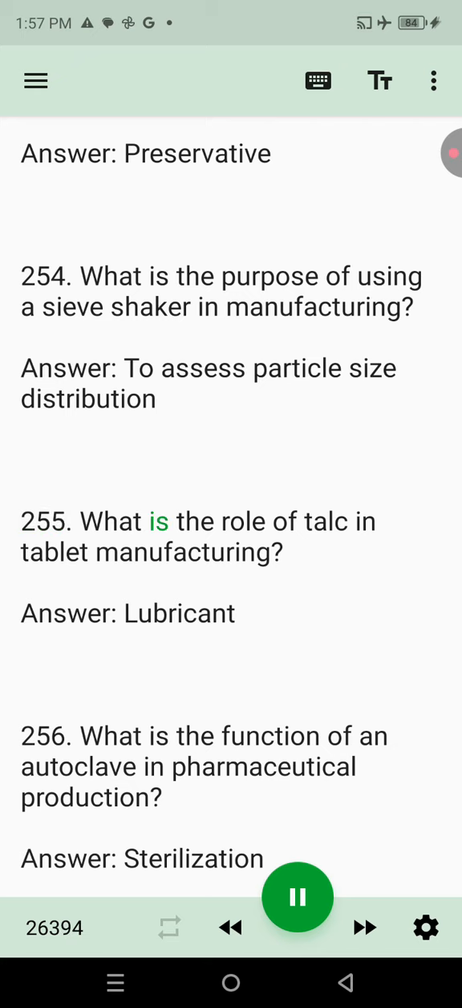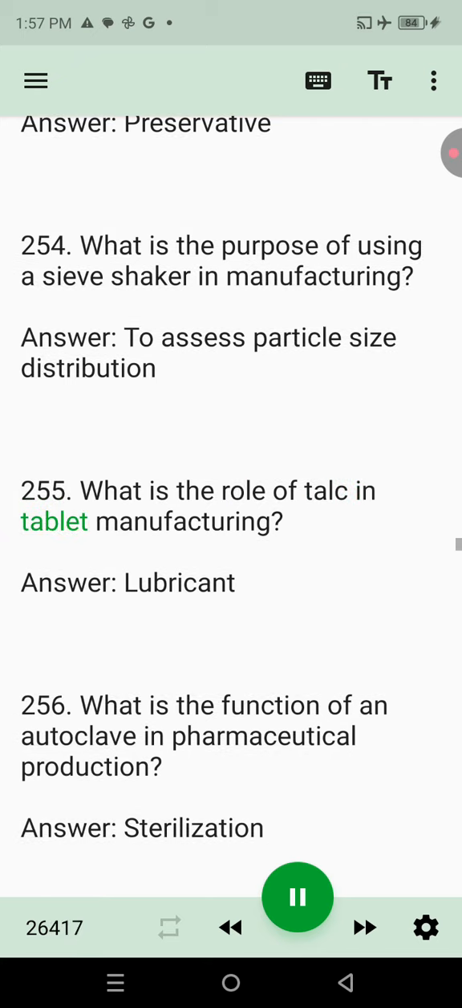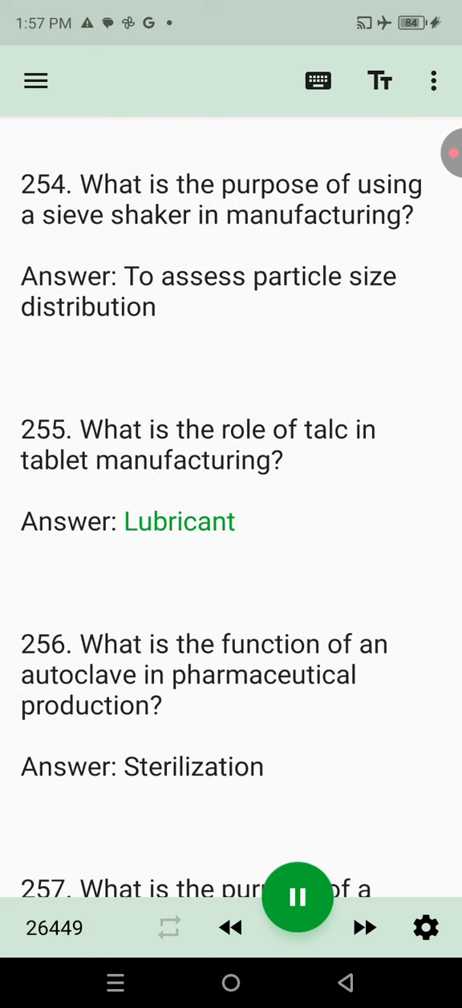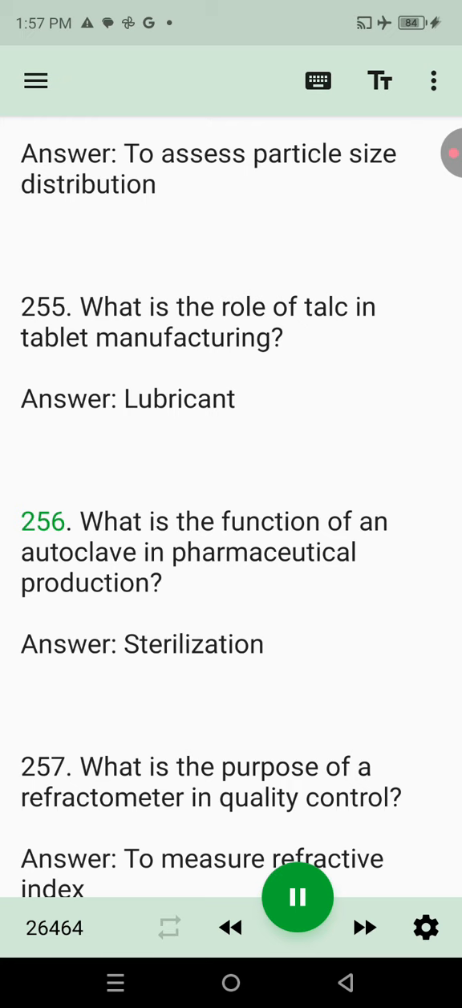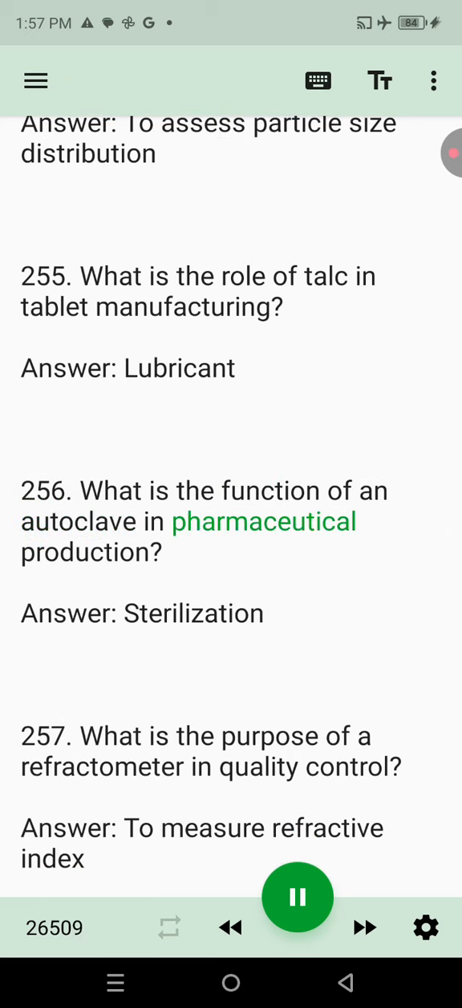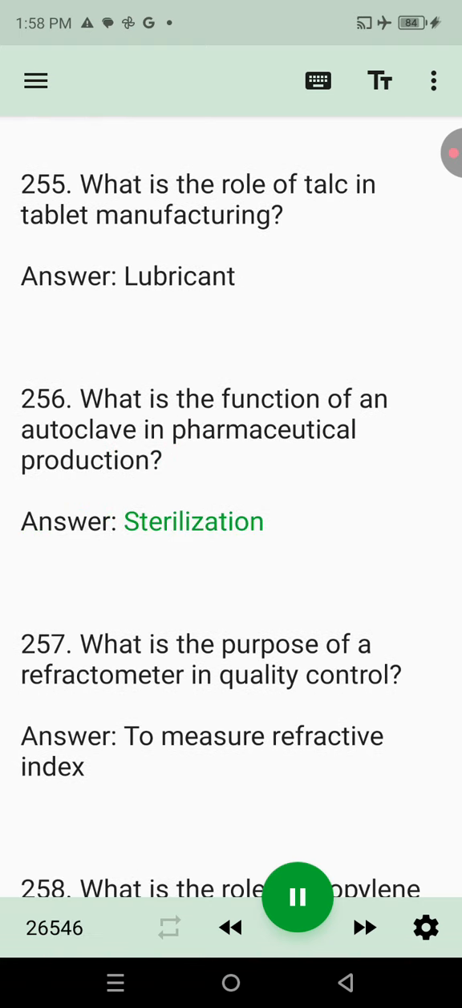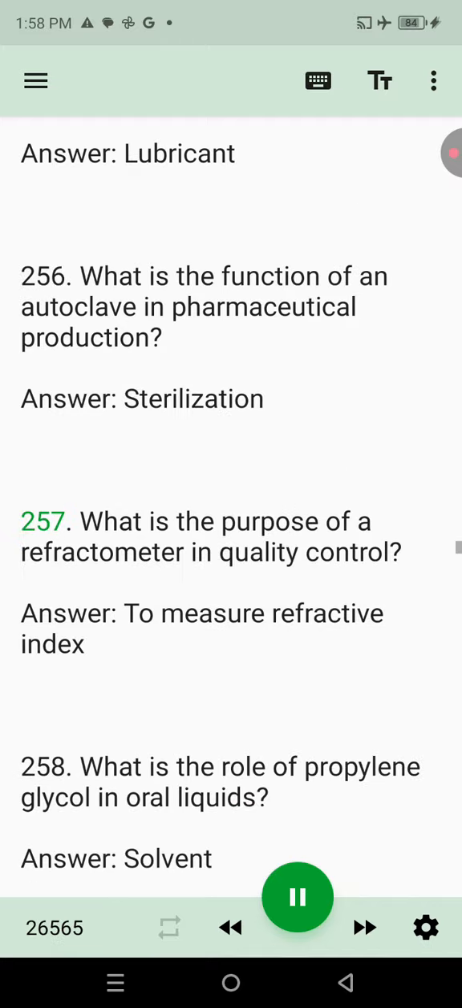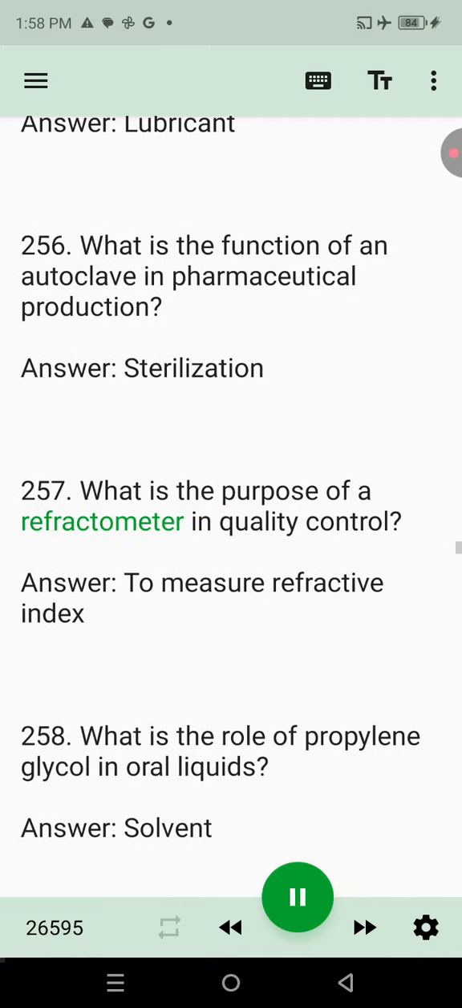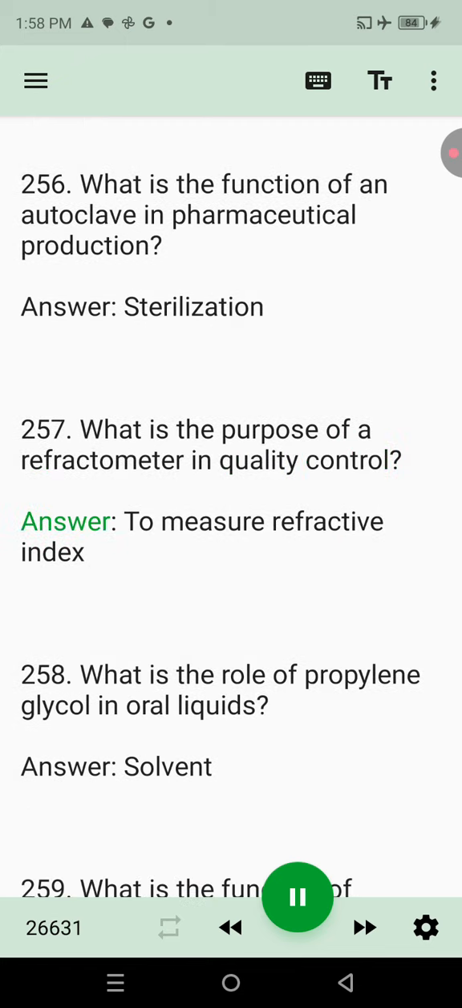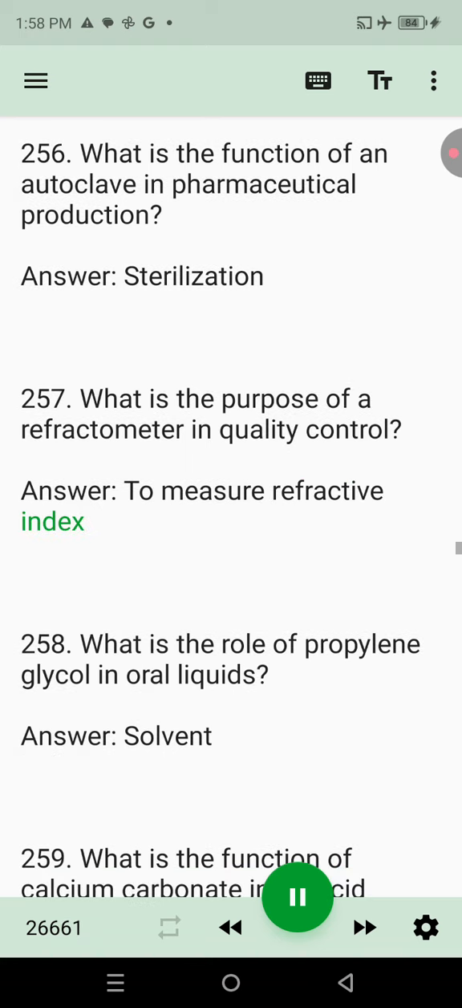255. What is the role of talc in tablet manufacturing? Answer. Lubricant. 256. What is the function of an autoclave in pharmaceutical production? Answer. Sterilization. 257. What is the purpose of a refractometer in quality control? Answer. To measure refractive index.